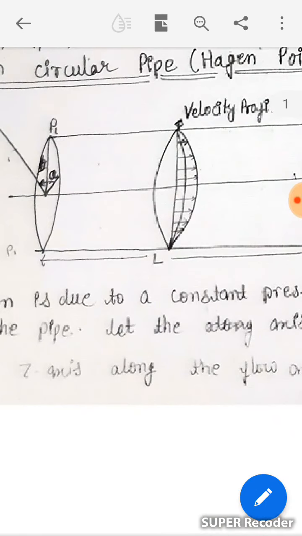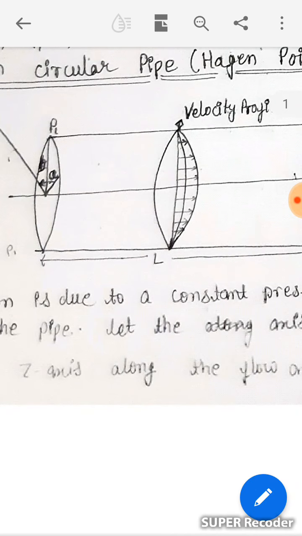In this video, we discuss the flow in a circular pipe. In viscous fluid dynamics, this is also known as Hagen-Poiseuille flow, named after the fluid dynamicist Hagen. This diagram shows the flow through a pipe.